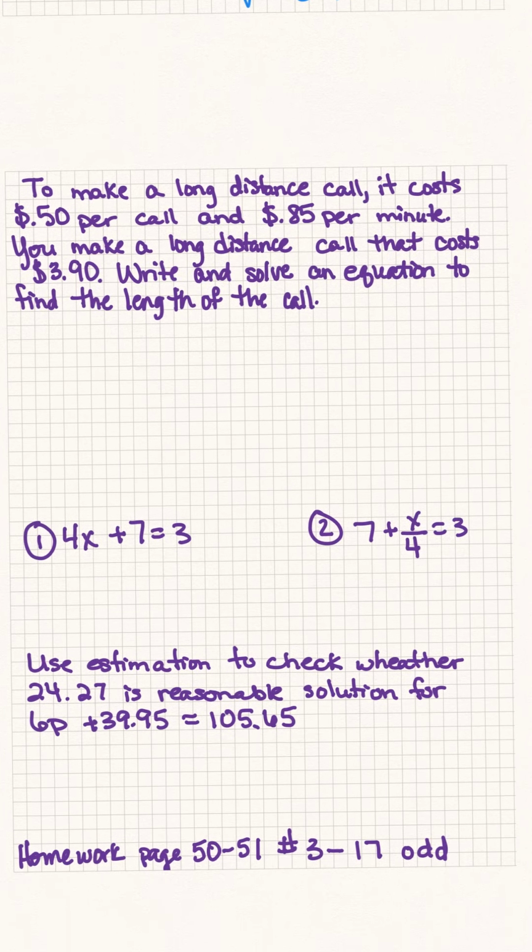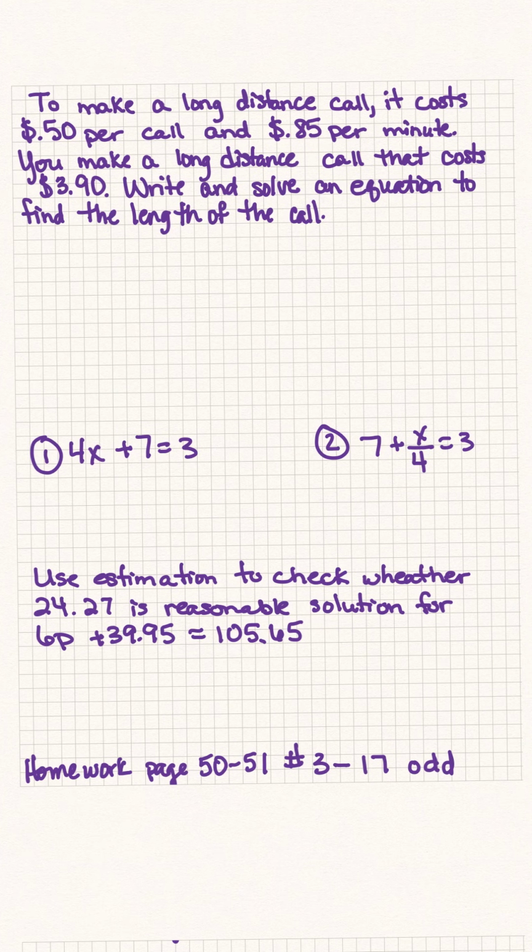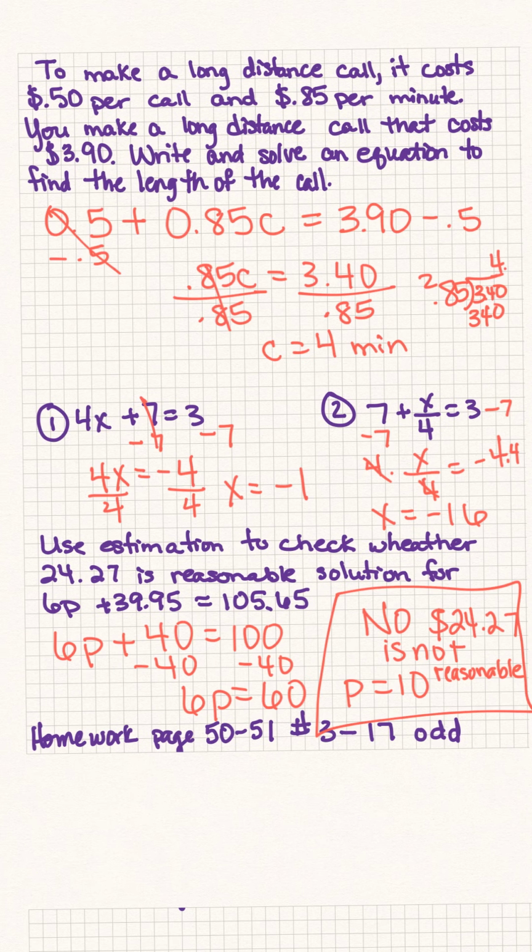Go ahead and try these next few on your own and then come back and check to see how you did. Okay, so if you got 4 minutes for the one dealing with the long distance call, you're correct. Number 1 should be x equals -1. Number 2 should be x equals -16. And after using estimation, no, 24.27 is not reasonable. P equals 10 is reasonable.